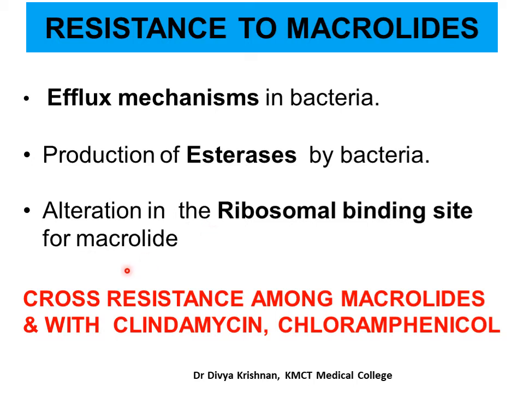The important aspect of the resistance seen in macrolides is that there can be a cross resistance among different macrolides. That means if a bacteria is resistant to erythromycin, the bacteria will be resistant to the other macrolides as well, and it can be resistant to members outside the macrolide group like clindamycin and chloramphenicol.